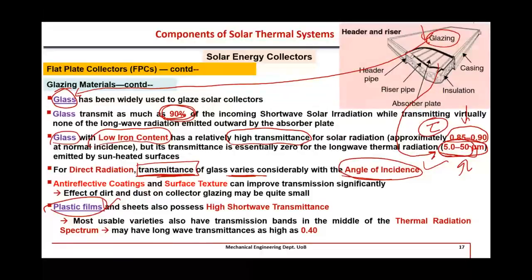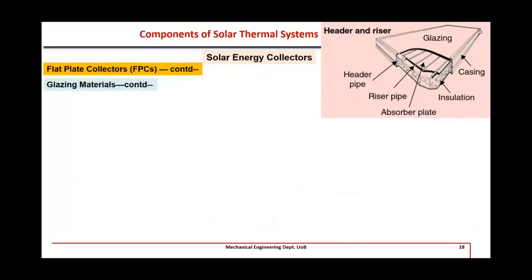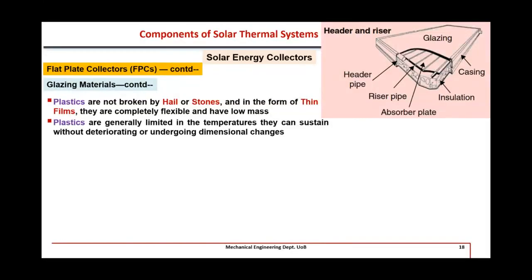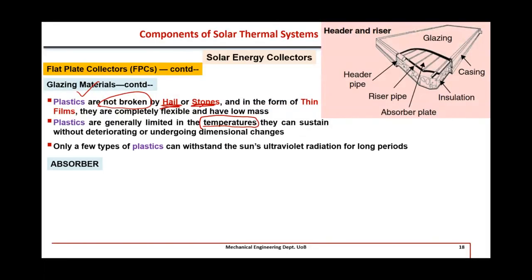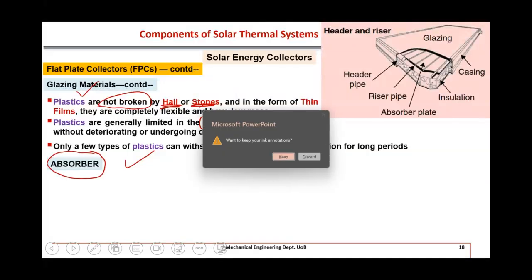All right. Okay, the rest, it's not difficult, just read it by yourself. So plastics can be used because plastics, they are not broken by hail or stones. That is the major advantage. But normally their transmittance is less than glass, plastics. And also their temperature limitation. They cannot sustain very high temperatures. Okay. Okay, so then we'll continue our discussion about absorber. Okay, so from this point, I will continue this theoretical part, so in the next lecture.